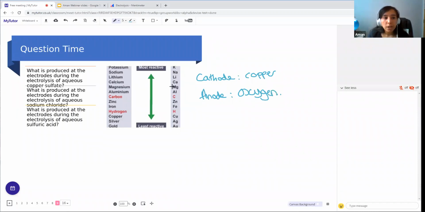What is produced at the electrodes during the electrolysis of aqueous sodium chloride? So what's happening at the cathode first of all? What's produced at the cathode? Okay, some people are saying hydrogen, some people are saying sodium. They do compete. So remember the rule, it's hydrogen, excellent. And the reason it's hydrogen is because sodium is more reactive, so sodium will not be produced, hydrogen will be.